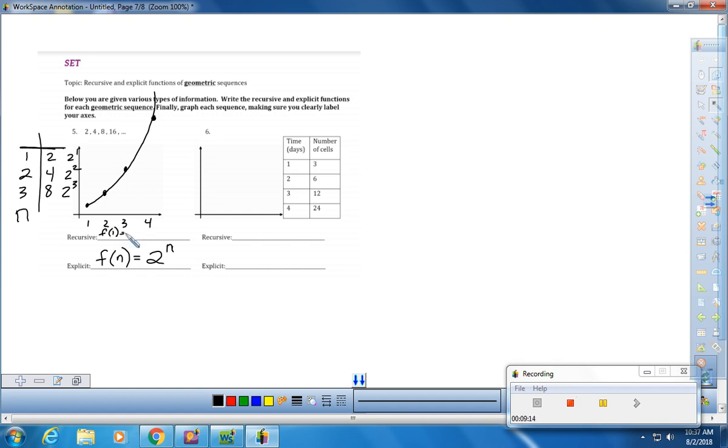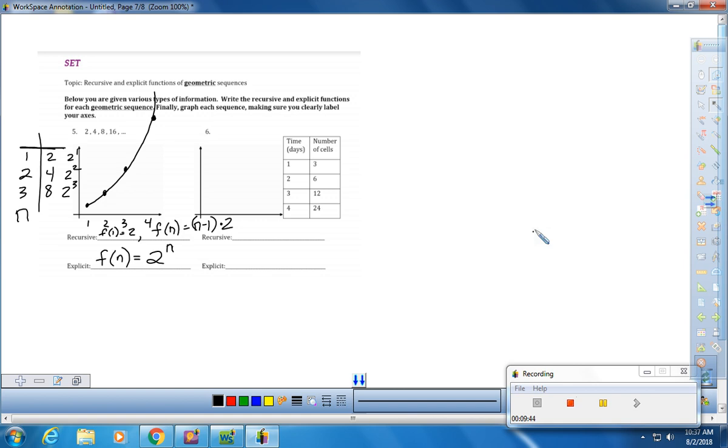F of 1 is equal to 2. We start with that. Okay? F of n, so the next f of n is equal to the previous term, n minus 1, times 2. Take whatever the previous term was and double it. Okay, that's how you write that. Kind of tight quarters here. I'm sorry about that, so I'm going to do my work over here.